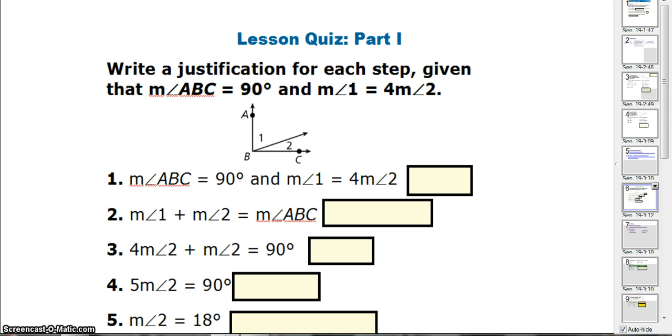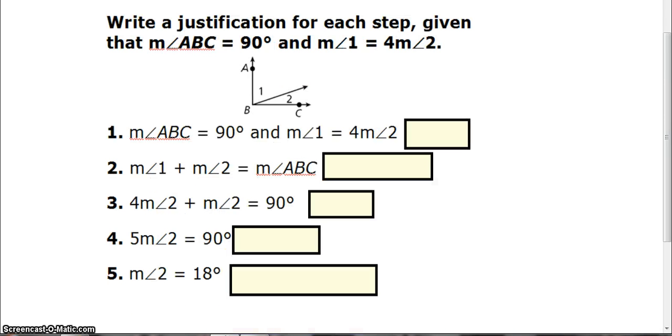We're going to pause and have lesson quiz part 1 today. We're going to take 2 days in this section, geometric proof 2-6. So pause and please attempt to write the justification for each step in this given proof. For the measure of angle ABC equals 90 degrees and measure of angle 1 equals 4 times the measure of angle 2. Interesting. Okay.